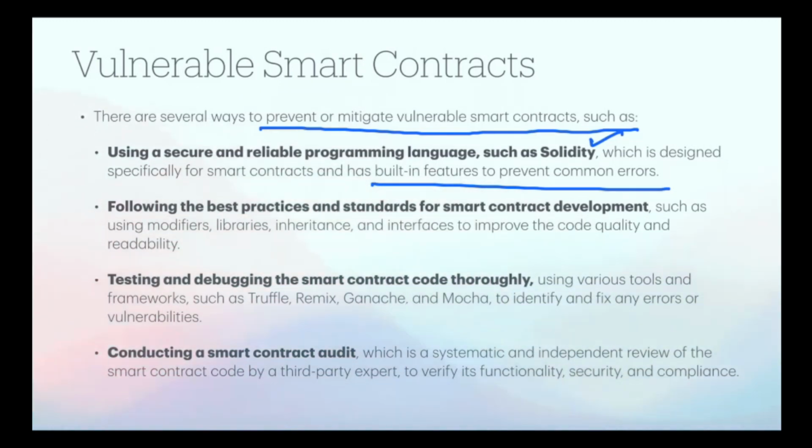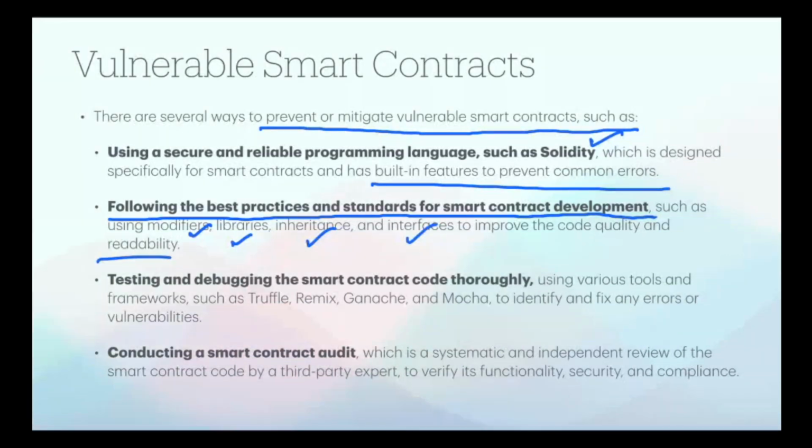Follow the best practices and standards for smart contract development, such as modifiers, libraries, inheritance, and interfaces, to improve code quality and readability. You need to be very careful whenever you deal with smart contracts. You need to be very careful when writing the code.